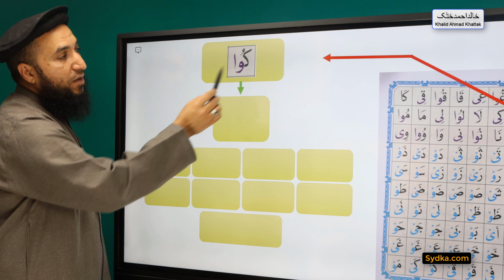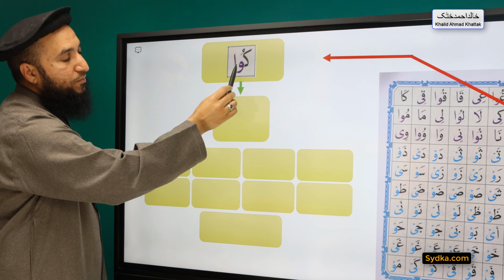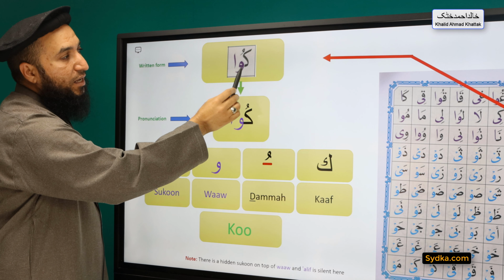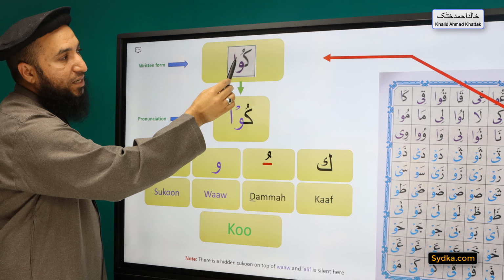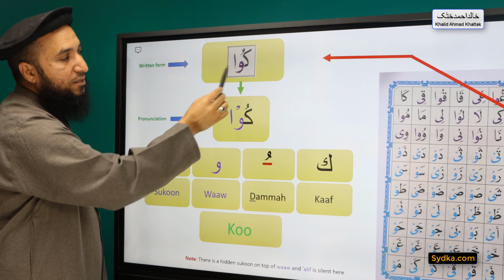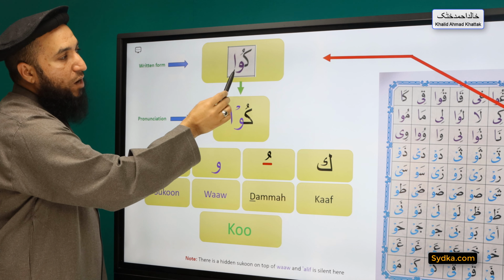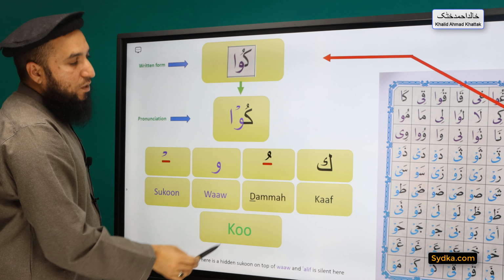So the next syllable we have is Kaf Dhamma Waw Sukun. Kaf is a light letter, it has Dhamma on top of it, it is followed by Waw. This Waw has hidden Sukun and this Alif is silent. Kaf Dhamma Waw Sukun Ku.